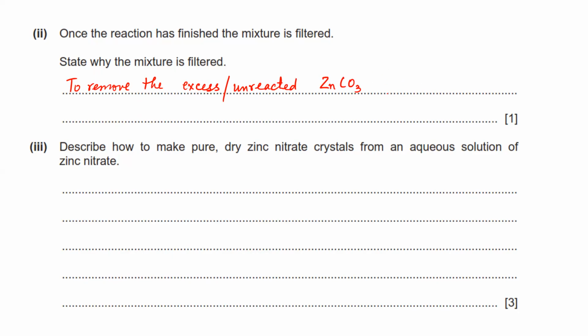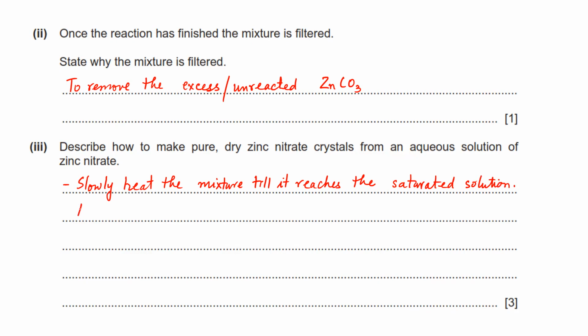Okay. Then it says, describe how you make pure dry zinc nitrate crystals from aqueous solution of zinc nitrate. So if you have an aqueous solution, the first step is to slowly heat the mixture till it reaches a saturated solution.